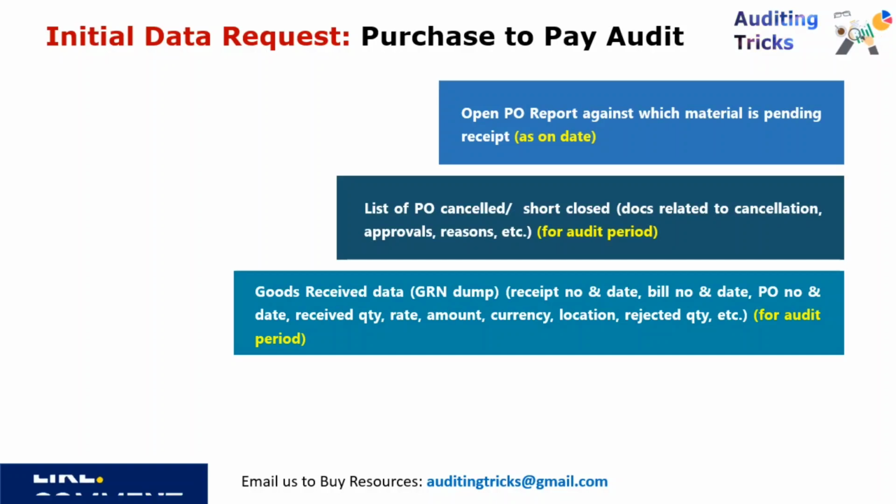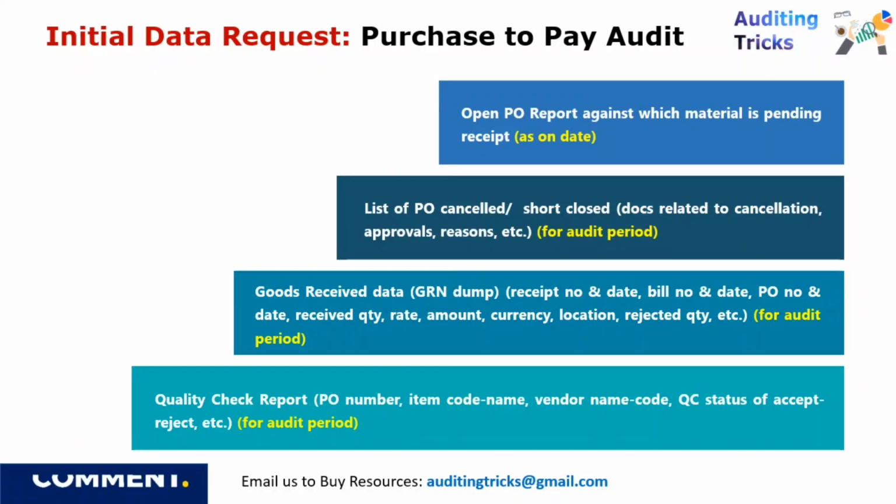You can ask for the GRN data, which is the goods receipt data. This data can be asked for the whole audit period, and it must include the receipt number, means the GRN number, GRN date, the bill number against which the material was being received, the bill date, the PO number and date, vendor code, vendor name, the received quantity, the rate against which we have booked the GRN, the currency, location, and if there is any rejected quantity, it can be mentioned against that.